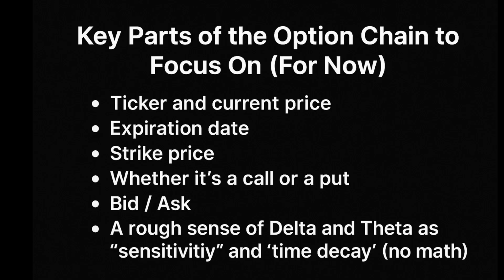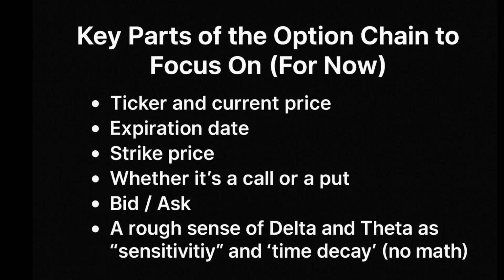Next is the expiration date. That's simply the date the option contract ends. After that date, the option is either exercised or it expires and disappears. Then we have the strike price. Think of the strike as the agreement price for that contract. The price where you're agreeing to buy or sell in the future, depending on the type of option.